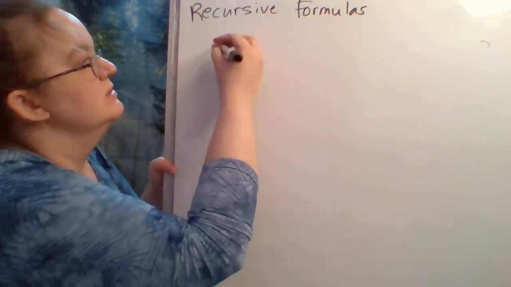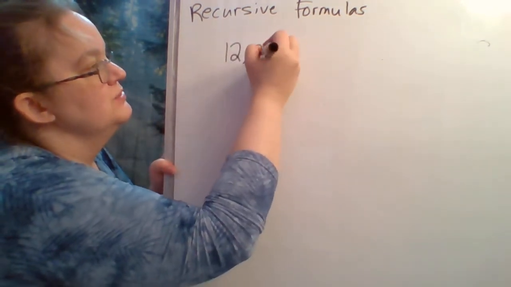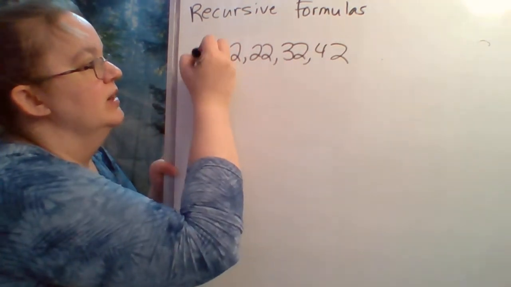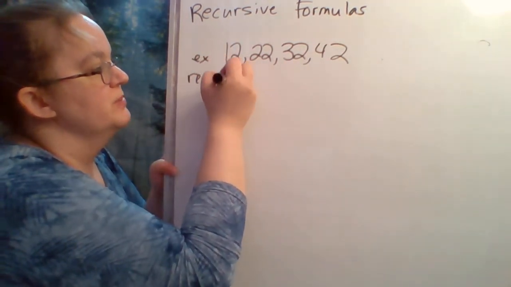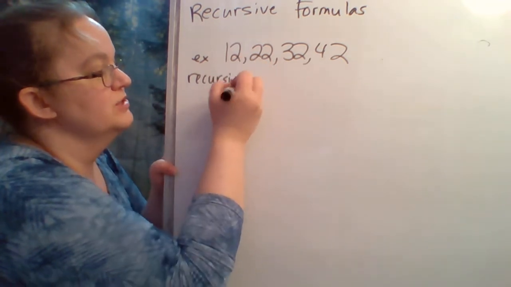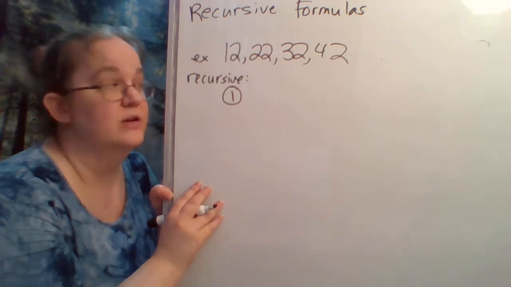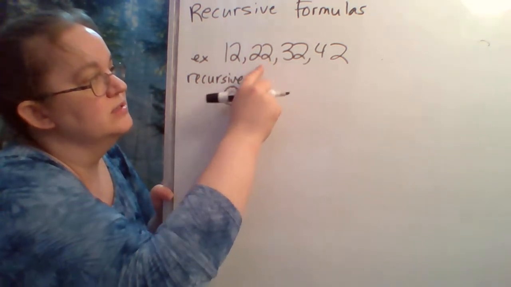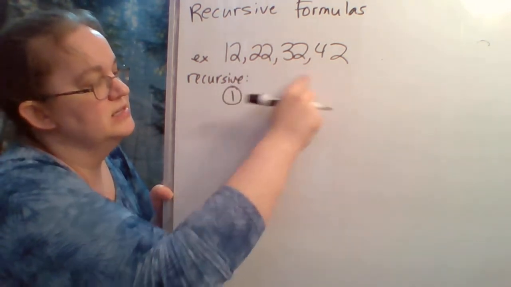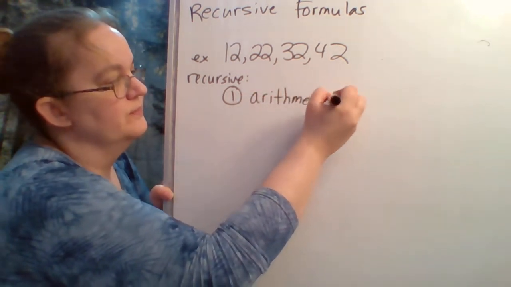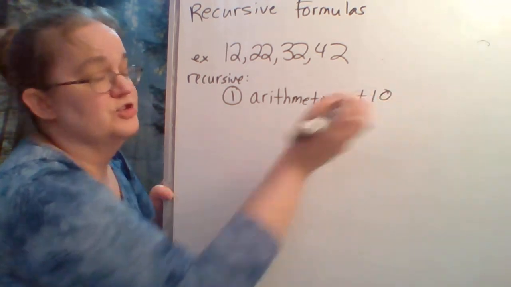Okay. So let's say I have the sequence 12, 22, 32, 42. I'm going to start with the recursive formula. Remember, I have to write both. First step is to figure out whether it's arithmetic or geometric. Well, if you're looking, the difference here, that's 10, 10, 10. So it has a common difference, which means it's arithmetic. And it's plus 10 each time.